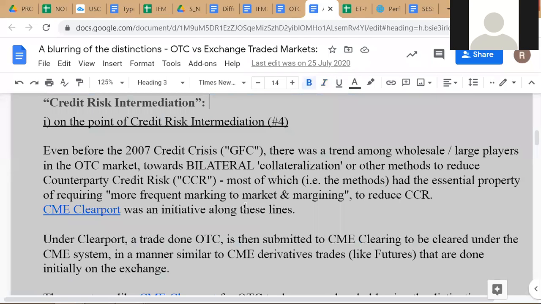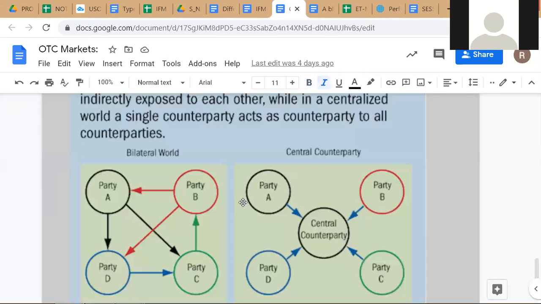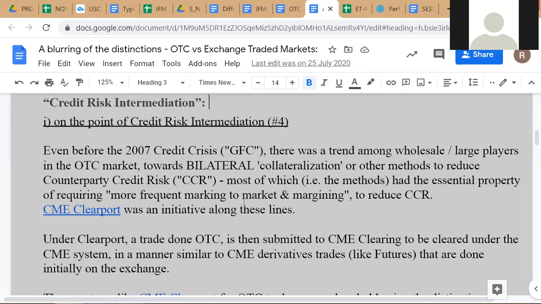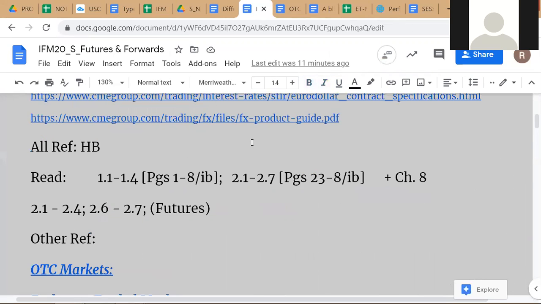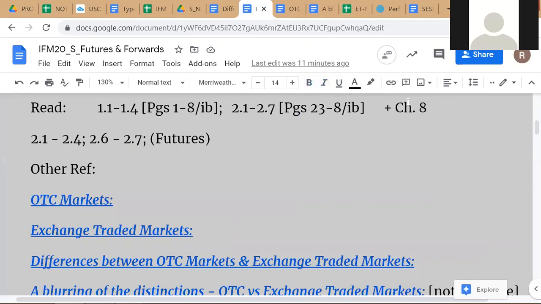So the main point was this. If you see your readings, I have asked you to read about this in chapter 8, which covers the GFC, the global financial crisis. So I've asked you to read this. I'm not going to cover it separately. At least we don't have time at this point.